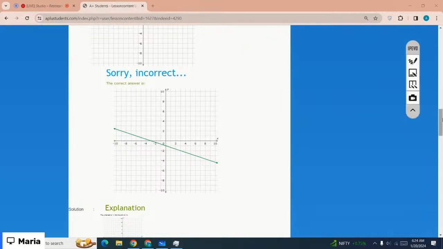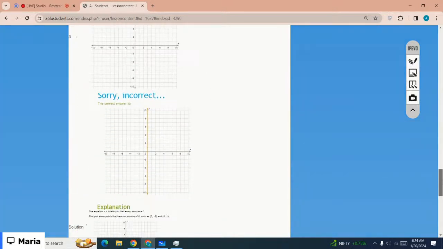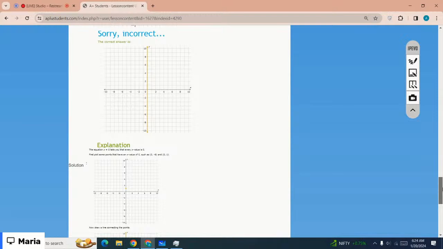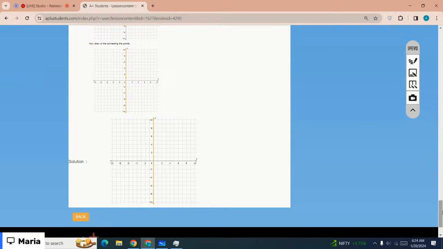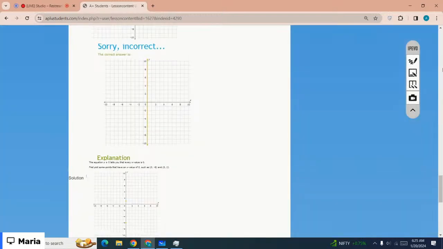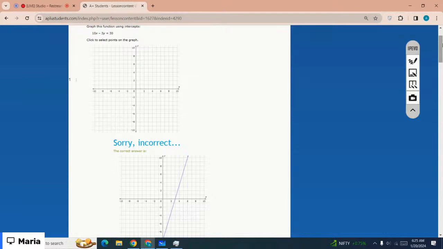Okay, the next one is graph this equation x equals 0. The y-axis is the line where x is 0, right? So when you plot x equals 0, that would be on the y-axis, right? Okay, for this lesson, we have just the tutorial only. Let's just move on to the next lesson.